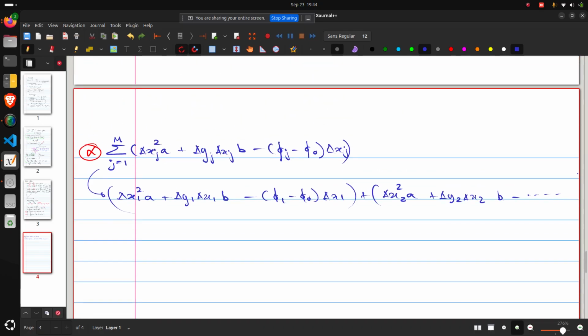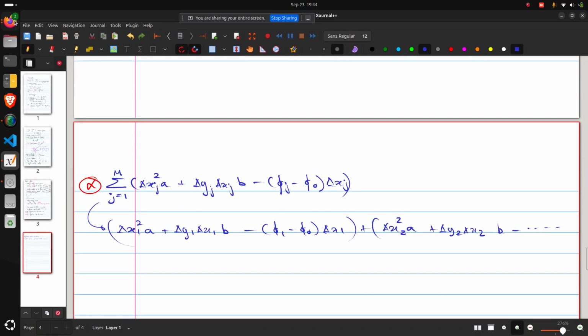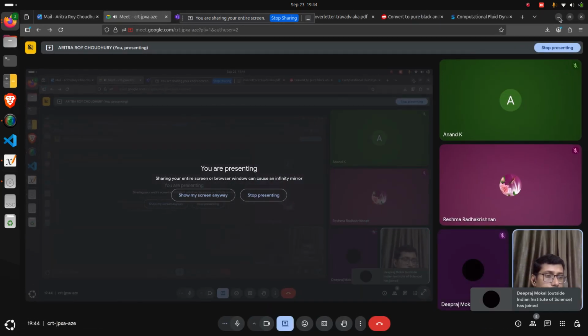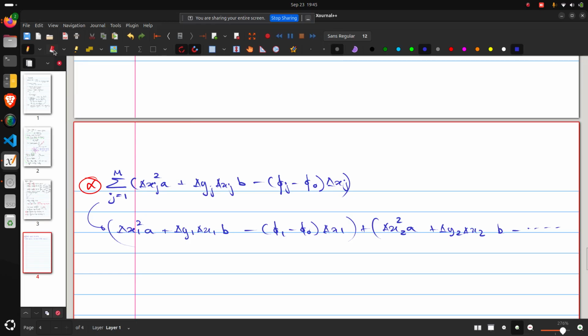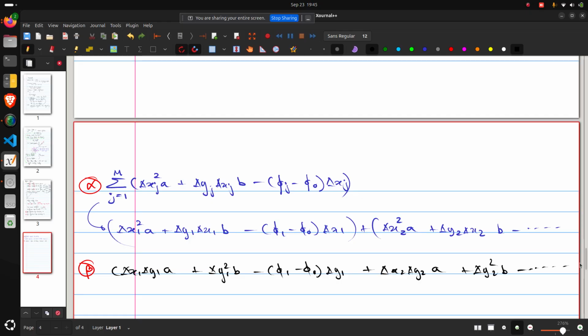Also let's write equation beta as well. It can be written something like delta x1 delta y1 a plus delta y1 square b minus phi 1 minus phi naught delta y1 plus delta x2 delta y2 times a plus delta y2 square b minus all these things, right.